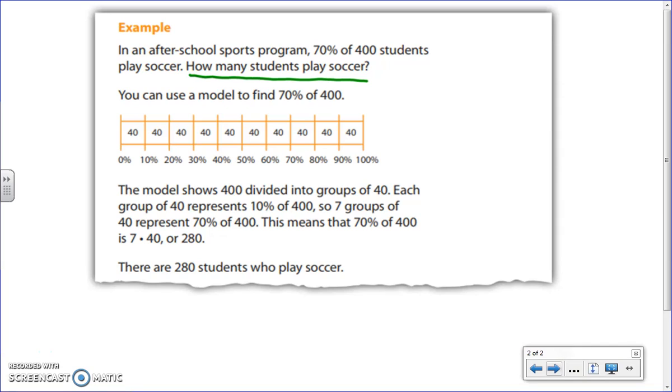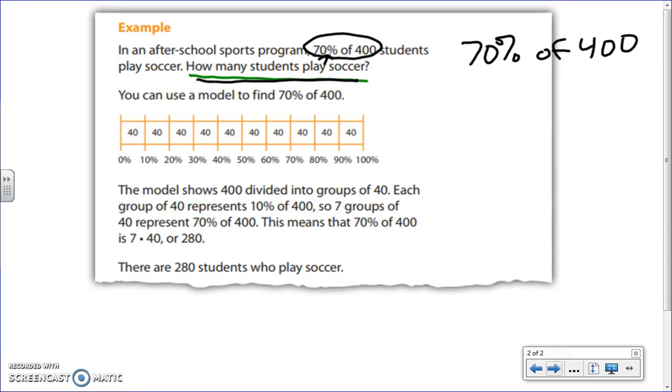So before we take a look at this diagram here that they've drawn, this model of percent, let's talk about this if we were to solve it just using an expression. I need to know how many play soccer, and I know that is represented by 70% of the 400 students. So I'm going to write that down. 70% of 400 is the number I'm really looking for, the number of students that actually play soccer.